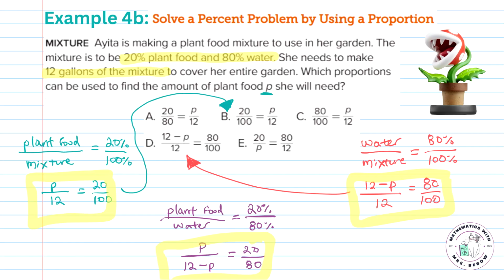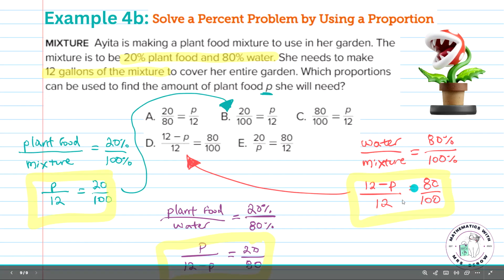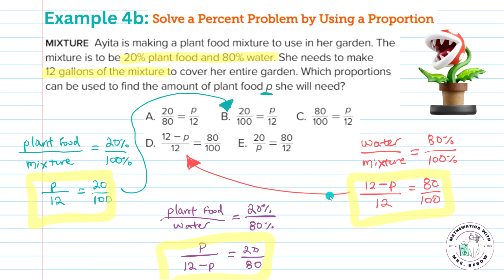And if we were to go through and solve this problem, again, it doesn't matter which one I pick, all of them are going to turn out to be the same exact answer. We would use our cross products and then go through our steps for solving equations. We would end up finding that the answer is 2 4/10 gallons. So in case you go through and try it on your own, that is the amount of plant food that ends up being inside of this plant food mixture.